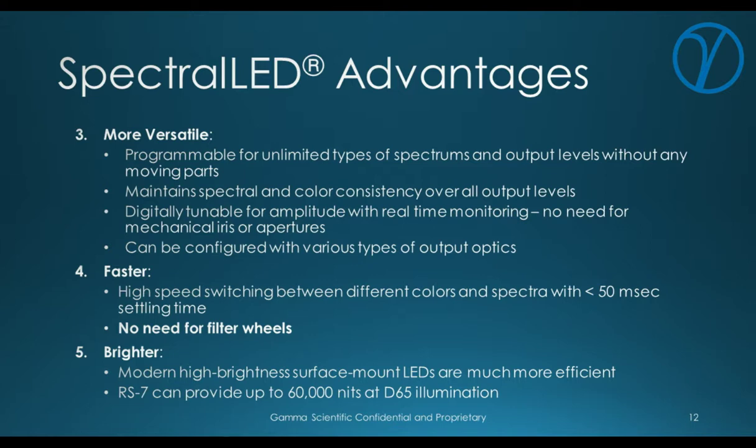It's obviously much more versatile, so rather than giving you a single black body curve at 2856 Kelvin, now you can generate any type of curve you want, whether it be black body, a CIE illuminant, or a spectrum you measure on your own and simply import into the device. And it's going to maintain the color accuracy over the entire range of output levels. So now you have adjustable amplitude and adjustable color temperature all built into the same source.